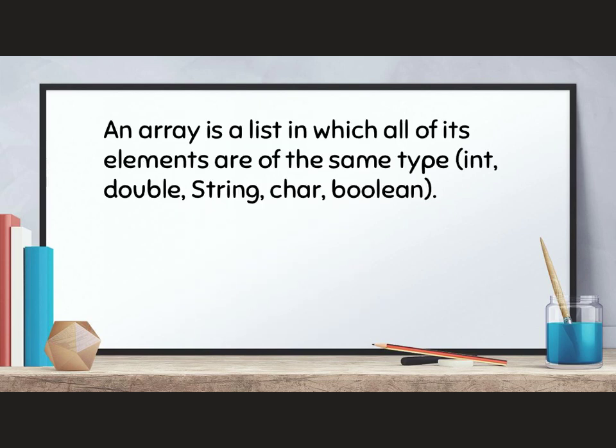So an array is simply a list in which all of its elements are of the same type. That's important to remember for Java, that the elements have to be the same type. So they all have to be ints, doubles, strings, chars, or booleans.